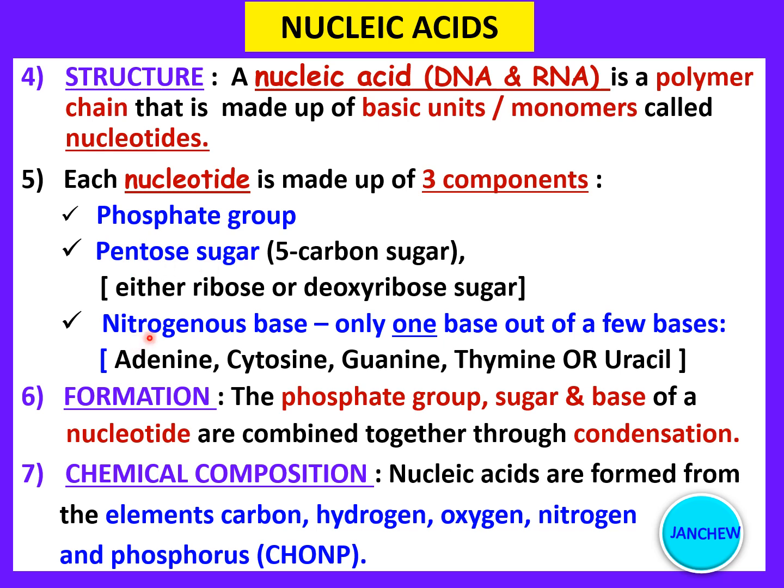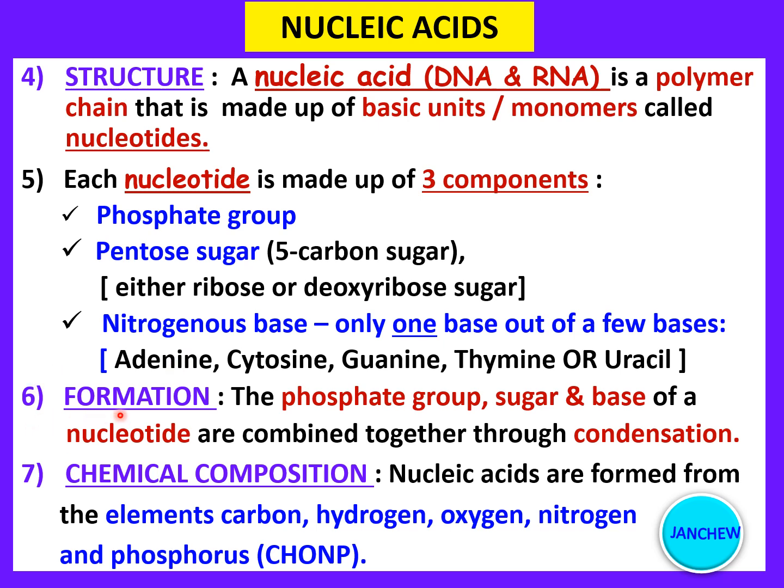Then lastly, there is one nitrogenous base. Only one base, but there are 4 existing bases or 5 existing bases. So the nucleotide can have either adenine as the base, or cytosine, or guanine, or thymine, or uracil. Now uracil is only found in RNA, as we'll discuss later. But we need to know all the names of these bases. They're called nitrogenous bases because they have nitrogen, the element nitrogen, in their molecular structure.